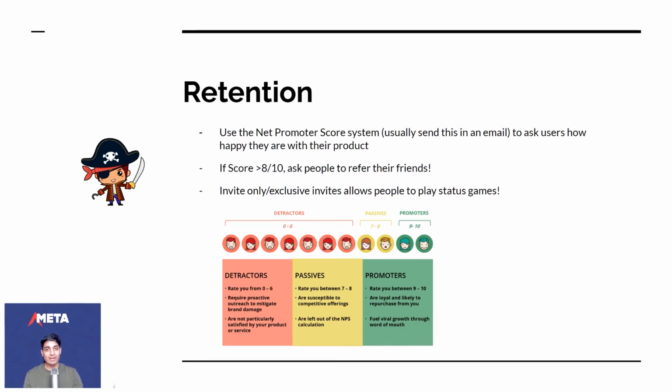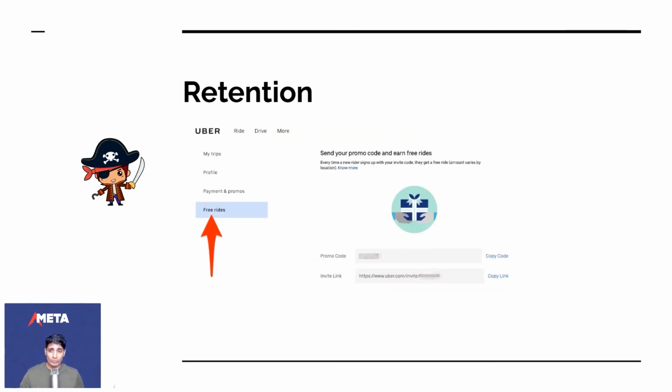And that is an NPS score of 9 to 10, right? So we also measure this over email. We have a very, very high NPS score. So one way you can do retention or referrals in this case, I think this is about referrals, is you can actually give people free rides. So Uber did this, right?